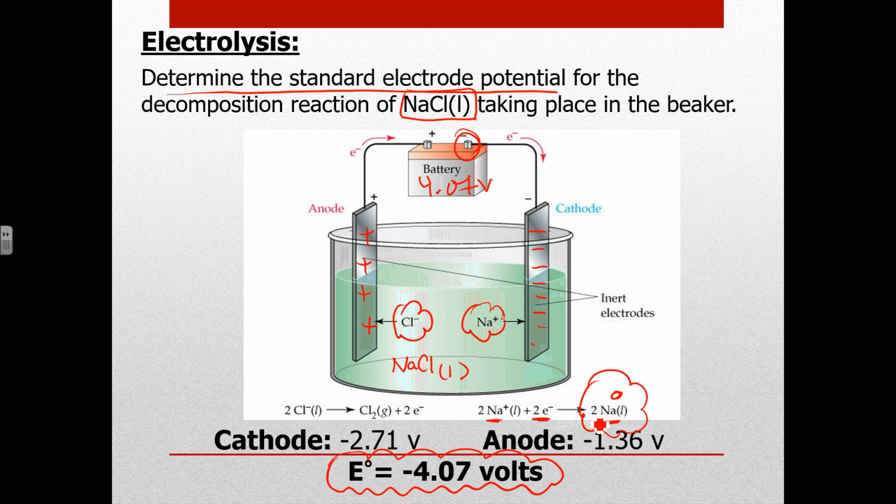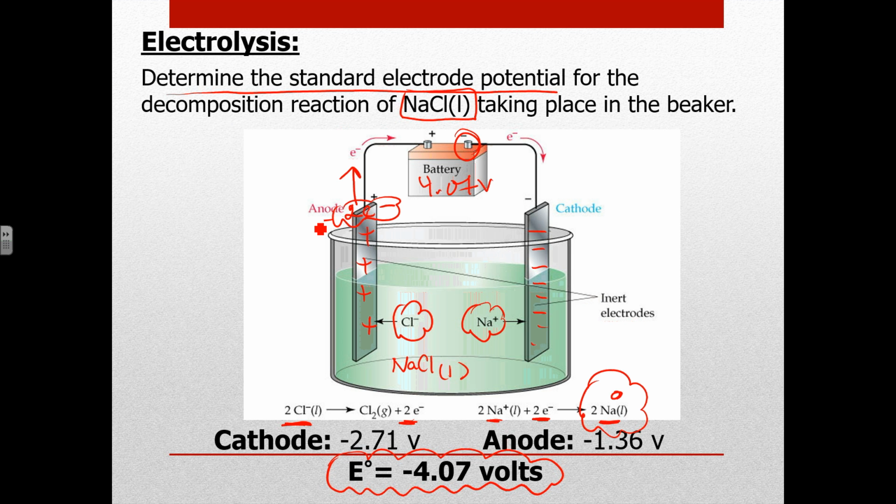In addition to the sodium being produced through the reduction process, you also have chlorine, negative ions going to the positive terminal, releasing 2 electrons. So 2 electrons then leave and then go back up into the battery to complete the circuit. So the electron circuit is complete by having the positive and the negative terminal.